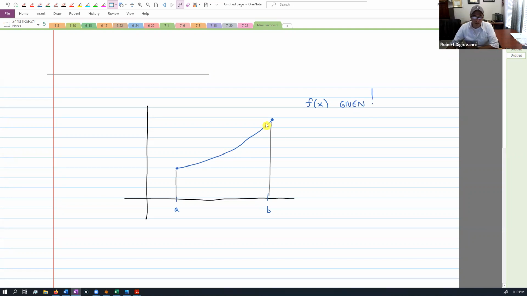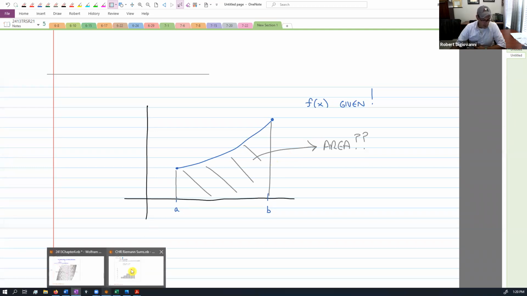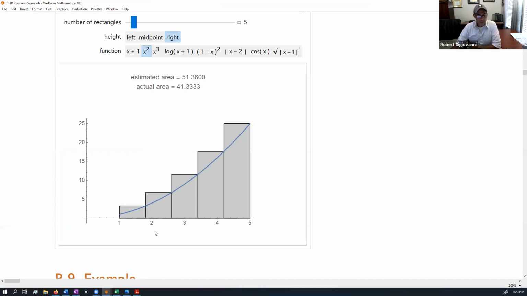So if we know what this function is, and we want to start somewhere and end somewhere, we want to find this area. So we're interested in that area. The question is, how can we approach this? One approach, and this is what Riemann came up with, is that you could take rectangles.